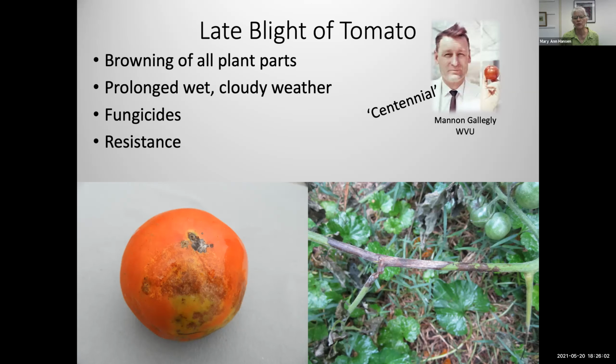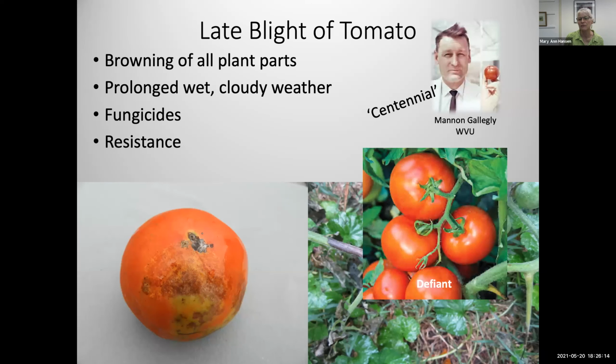But Centennial is one of the first varieties, and that really triggered more breeding efforts. And now we have quite a few different types of tomatoes with some resistant varieties. For example, Defiant is a slicer tomato that has resistance to late blight, and there are others as well. So you may not find your favorite variety of tomato having late blight resistance, but it's always good to plant one or maybe two of these late blight resistant varieties, just in case we have the kind of growing season that is really conducive to this disease, because once you see it, it's too late to control it.